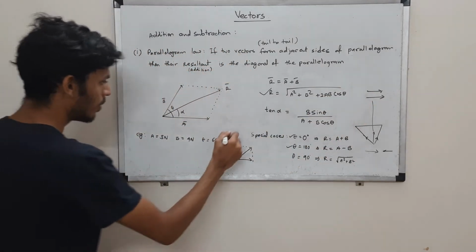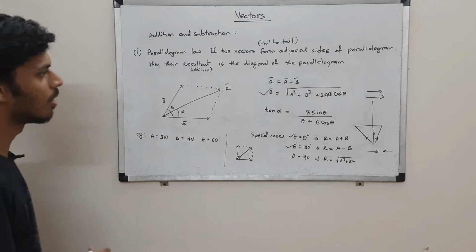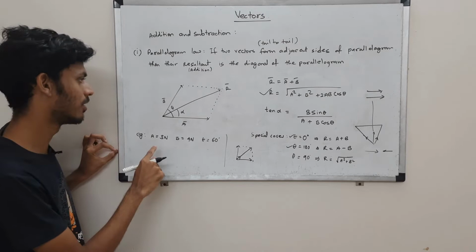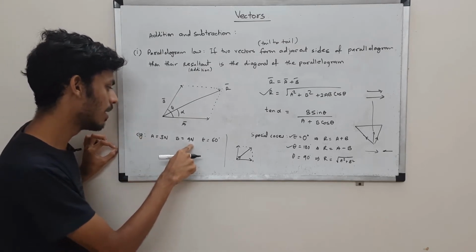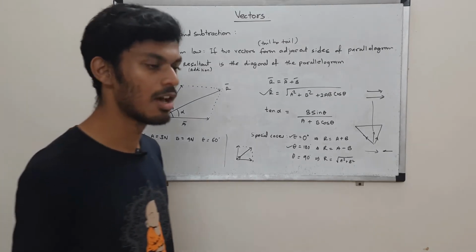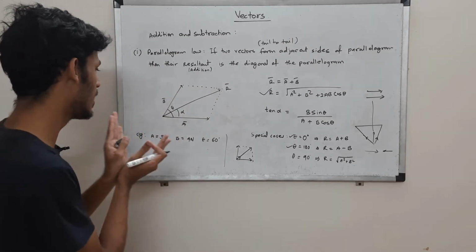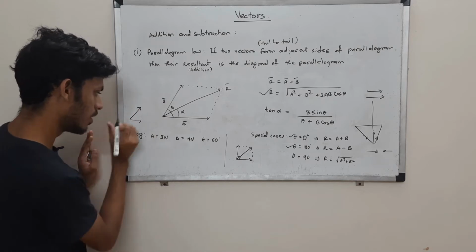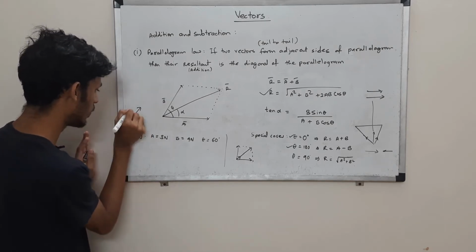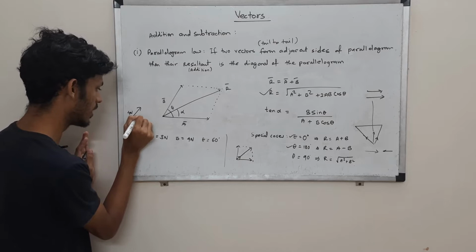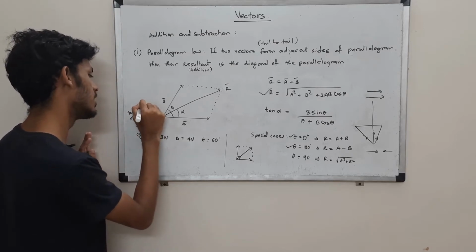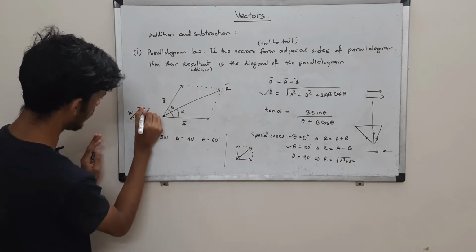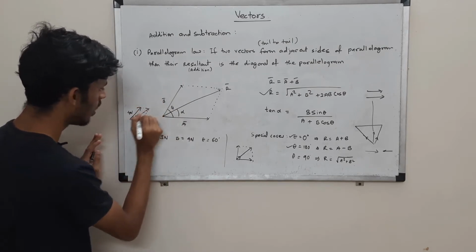So let's come to a problem now. Let's solve this problem and see how much we have understood. Here the magnitude of force A is given as 3 newtons, the magnitude of force B is given as 4 newtons, and the angle between them is 60 degrees. So here we have force A and force B. You are supposed to find their resultant. So construct a parallelogram like this, and the resultant will be along the diagonal.